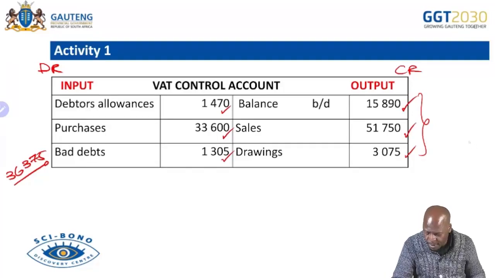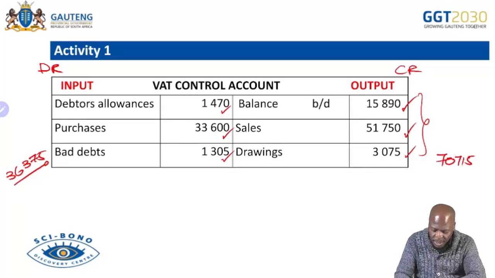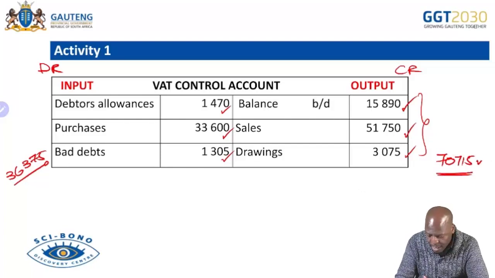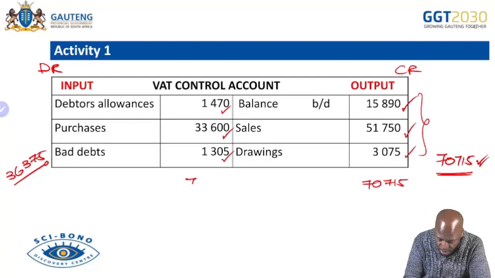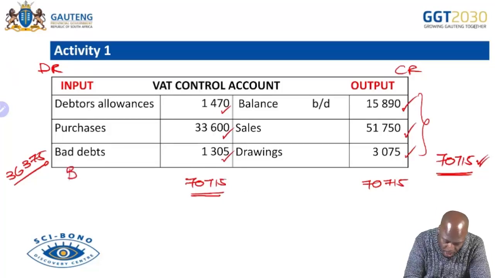So if we add these three, how much do you get? I'm waiting for the answer. Thank you. Someone is saying 70,715. All right. And then we close off the ledger account with the side with the highest amount. So I'm going to come here and have my 70,715 here. I'm going to have again 70,715 here. That means I'm now going to have my balance carried down because the debit side is less.